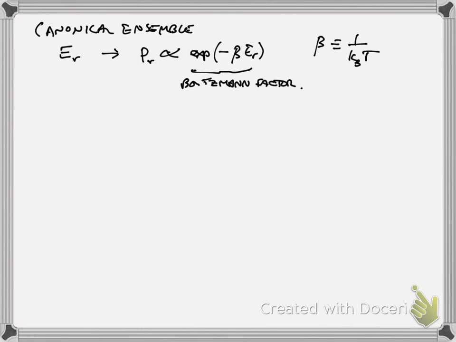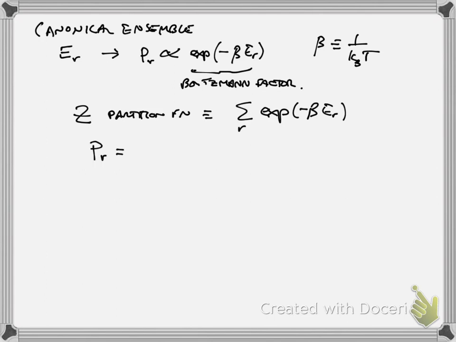With the Boltzmann factor, we were able to say that even if we don't know the coefficient of proportionality, we can define it. So we can say Z, the partition function, is defined as the sum over all the possible microstates of e to the minus beta times the energy of each microstate. In which case, the probability of being in a given microstate is e to the minus beta times the energy of that microstate, over Z.